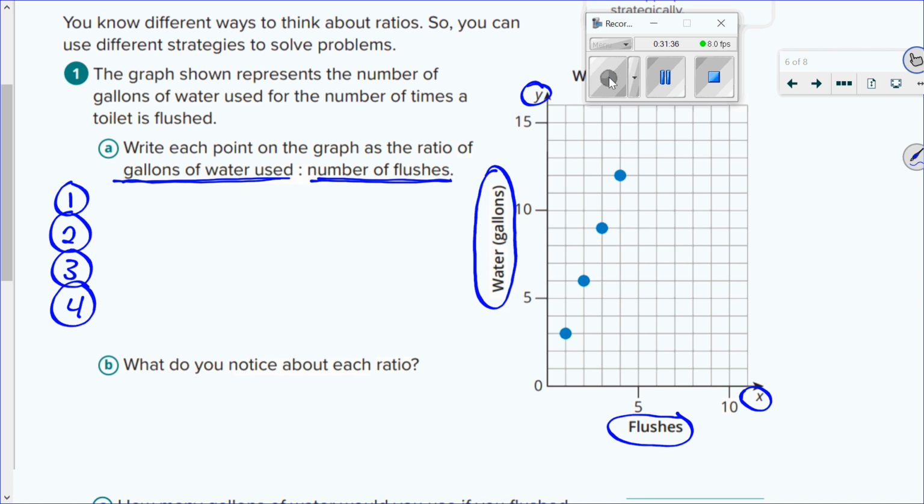Okay, who can tell me what our ratio is for our first point on this graph? 3 gallons of water used for 1 flush. Does everybody agree? Yes, and remember, this is not how you're supposed to do it. You never put the Y number first. I don't know why they did it this way. Did it drive you crazy too? Oh, I said it every class over and over again. Okay, yes. The next one would be 6 gallons used to 2 flushes.